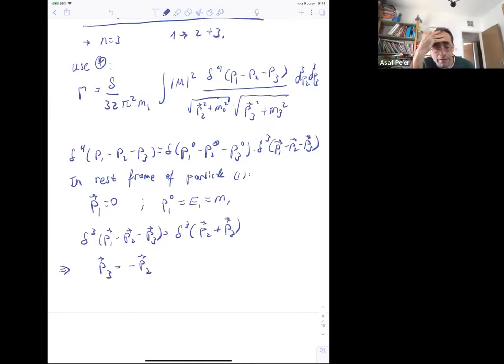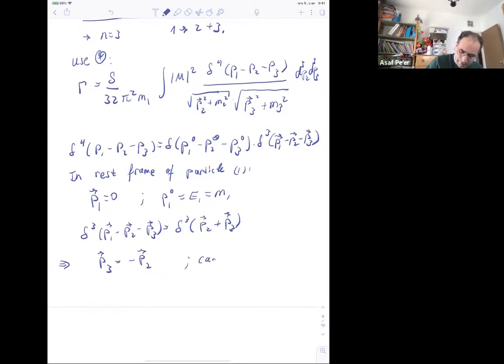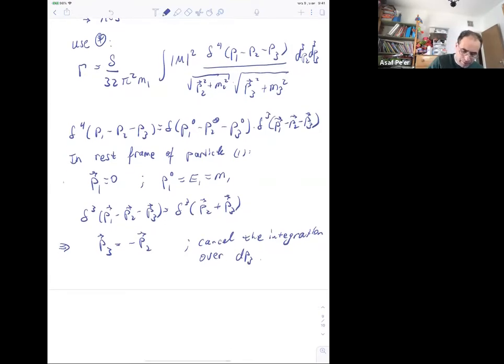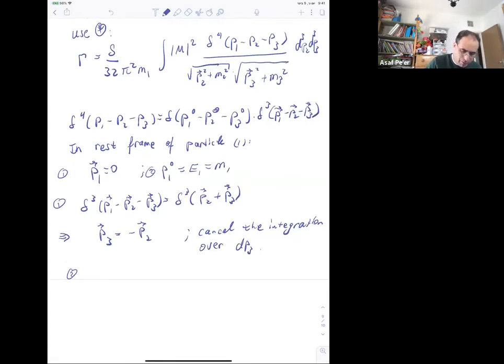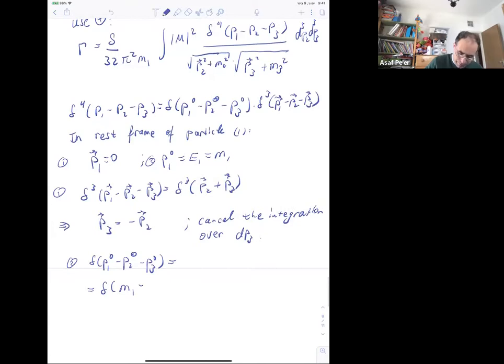And so we can automatically use the delta function to cancel the integration over d cubed p3. Now, since we have E1 is equal to M1, so 1, we have that. 2, we have E1 is equal to M1, then we end up with the delta of P1 0 minus P2 0 minus P3 0, right? It's just equal to delta of M1 minus, well, P2 0 is just the square root of P2 vector squared plus M2 squared, minus the square root of P3 vector squared plus M3 squared.